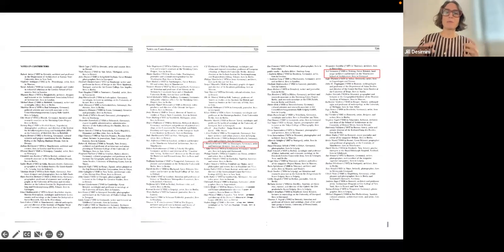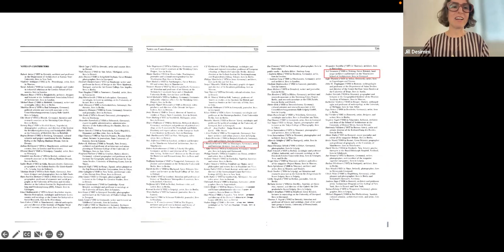So there are 2 volumes. They focus on architecture planning, cultural practice, but they barely touch on landscape architecture, ecology, or related fields. So there's 250 entries. This is like showing you the author list, and I've just highlighted the ones that identify in any way with the discipline of landscape.